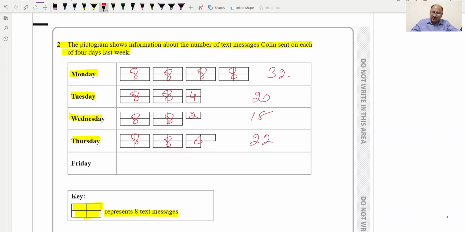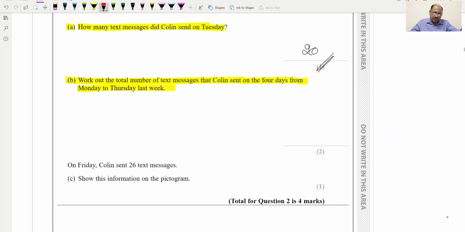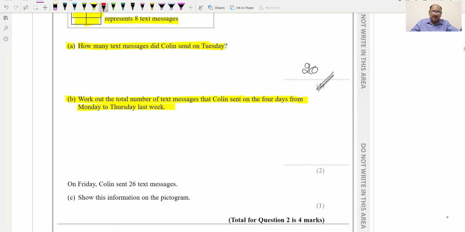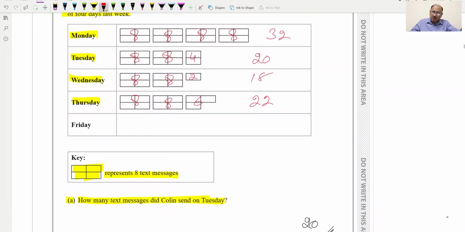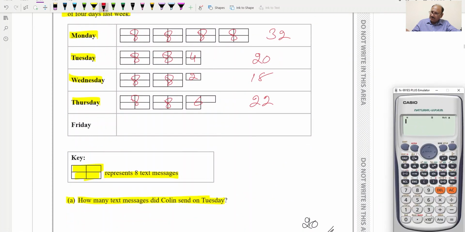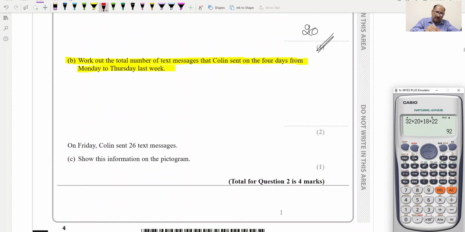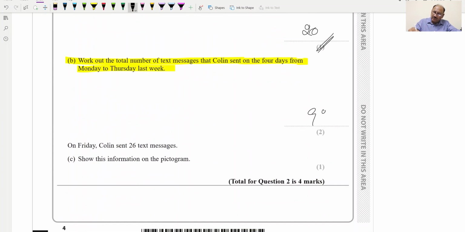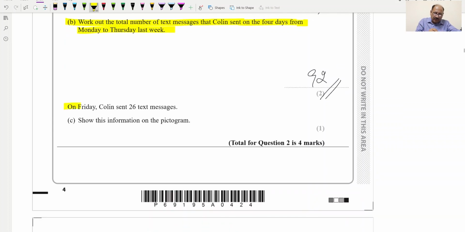And this one we can add up. We can add all this information: 32 plus 20 plus 18 plus 22 is equal to 92, and 92 will be our answer for this one. This is for 2 marks. Now, on Friday, Colin sent 26 text messages. Show this information on the pictogram.